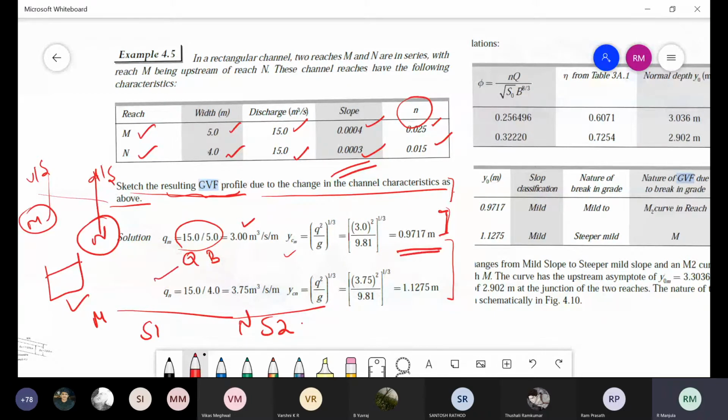Similarly, at section N, you have the discharge per unit width, and the critical depth is (q squared by g) whole raised to 1 by 3. Then you get the critical depth at this point.